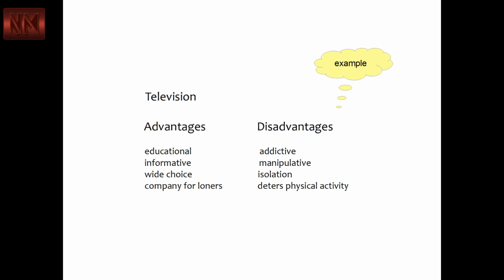Now, with the example of television, we have the two lists. The advantages could be that it is educational, informative, offers a wide choice of programs, and provides company for confined people. The disadvantages could be that it is addictive, manipulative, it causes isolation, and deters physical activity.